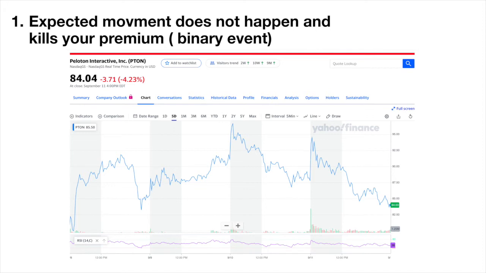volatility forecast is based on the movement, and that's how they determine the price of the particular security. You didn't get that movement, so what happens now is you start losing premium.